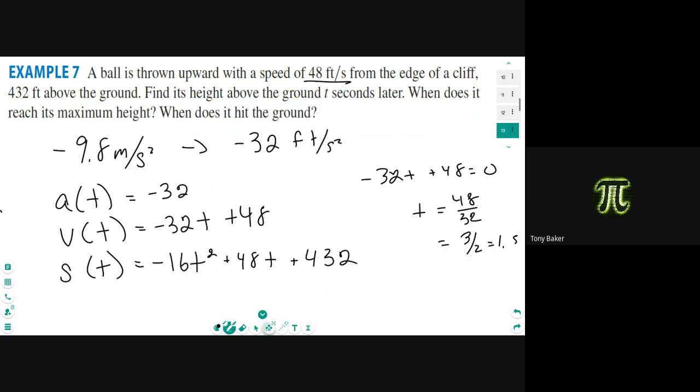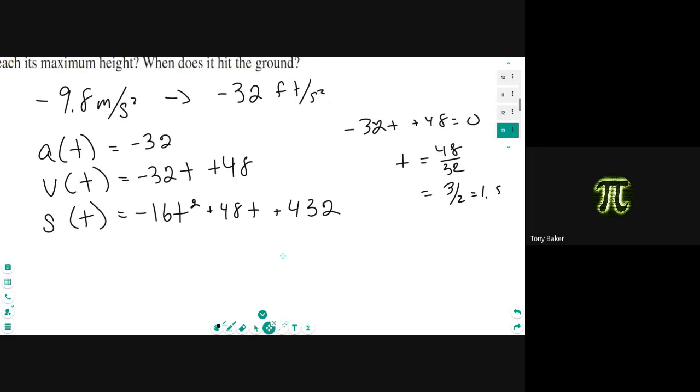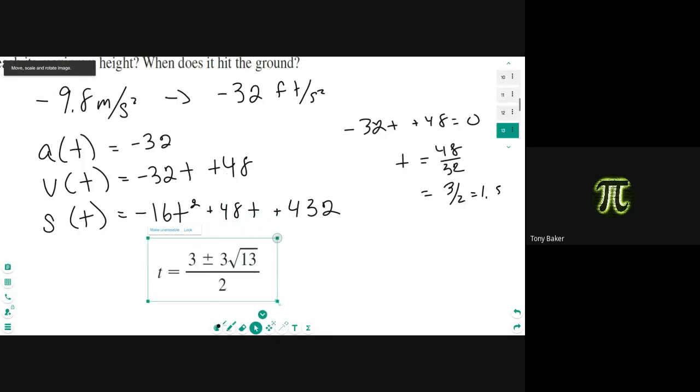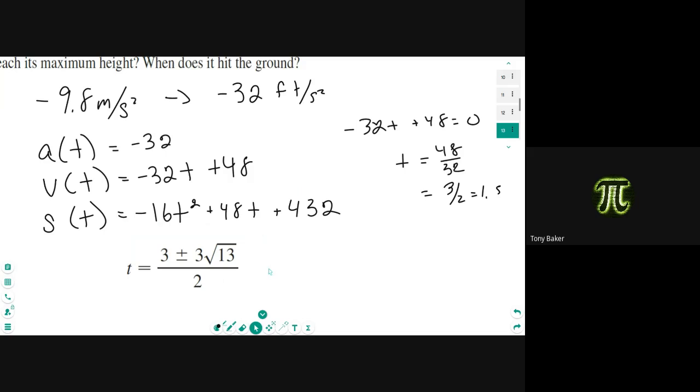I'm not going to make you do it right now. I'm sure if I gave you the formula, you could all do it. If I didn't give you the formula, it might be a little harder because I don't know how many of you remember it. So here's the quadratic formula for those who don't remember it. So we got 3 plus or minus the square root of 13 over 2. You're going to get 2 answers. Only one of them works, because the other one's going to be negative. And we can't have negative time.